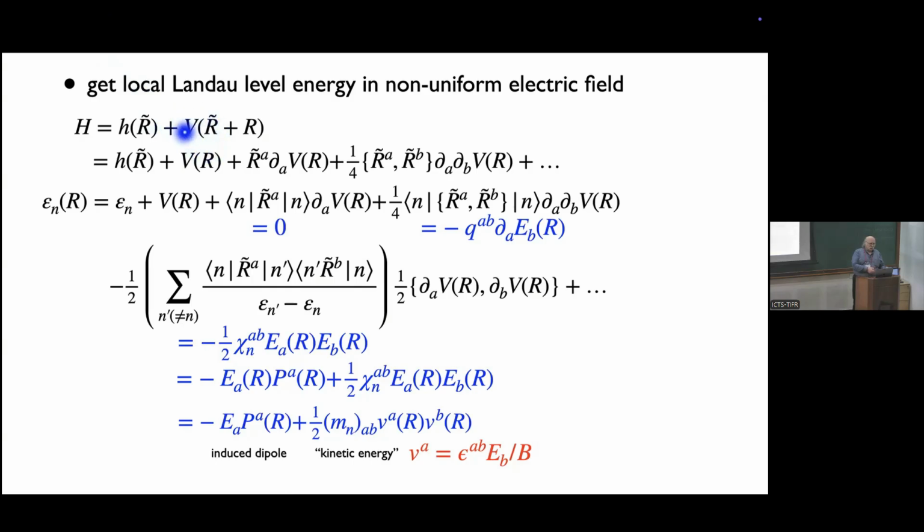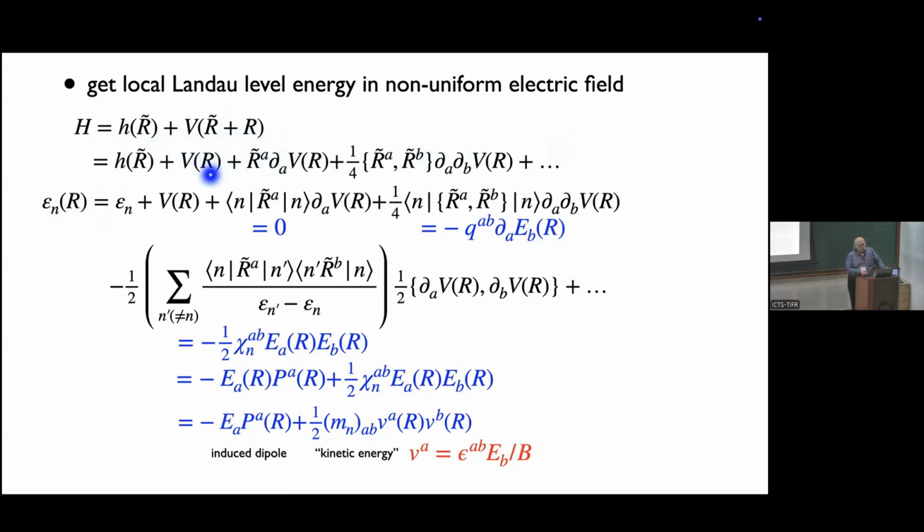I'm taking an external potential as a function of r, where the kinetic energy is a function of the Landau orbit radius vector alone. The external potential is a function of r, which is the sum of the guiding center and the Landau orbit radius vector. And what I actually want to find is the formula for the Landau level energy of Landau level n as a function of the guiding center. And you just do that by straightforward perturbation theory here.